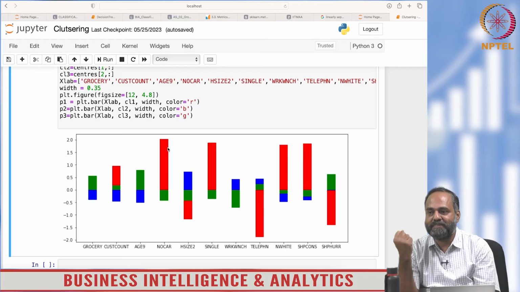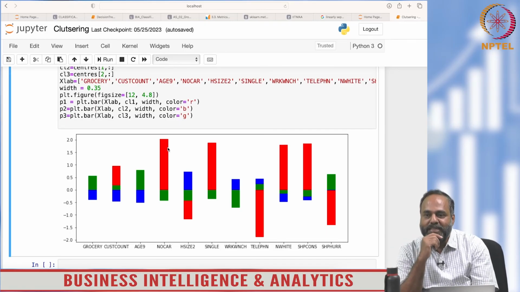So, as someone running the organization, the marketing manager or marketing head, do you see any interesting profile in this cluster?